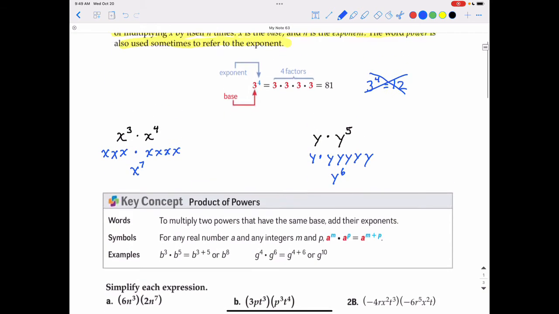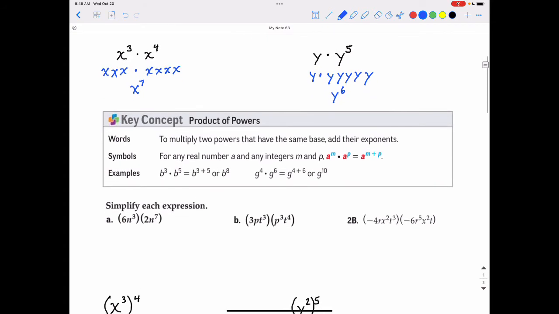So we have the key concept, product of powers. To multiply 2 powers that have the same base, add their exponents. So when you multiply terms with exponents, you are adding the exponents. And you can see above exactly why we are adding the exponents.